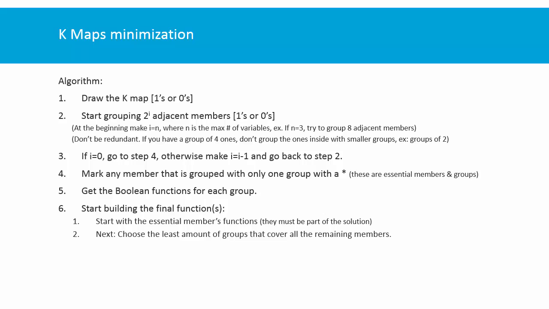Now, you're going to start with the essential members' functions. These functions, which are the ones that have an asterisk, must be part of the solution. Next, you're going to choose the least amount of groups that cover all the remaining members. Again, this is the trickiest part because you have to be very, very careful not to choose more groups than necessary. So let's see an example.